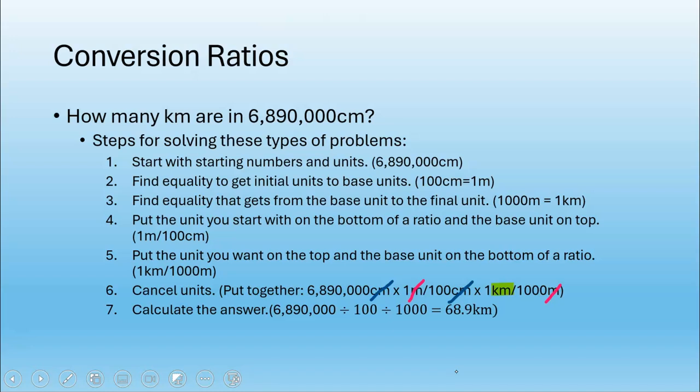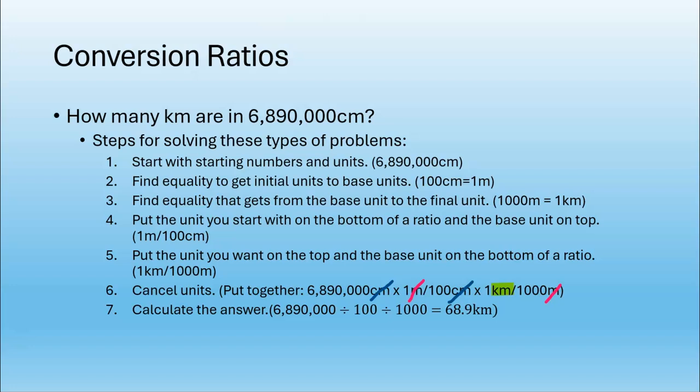So we can do this with a lot of metric conversions. So if we were to ask how many kilometers are in 6,890,000 centimeters, the steps for solving a problem like this would be to start with your starting number in units. So we write that down. And then find the equality that gets from the initial units to the base unit. So our base unit here is meters. We know that there are 100 centimeters in a meter.